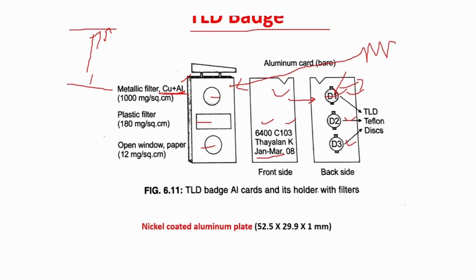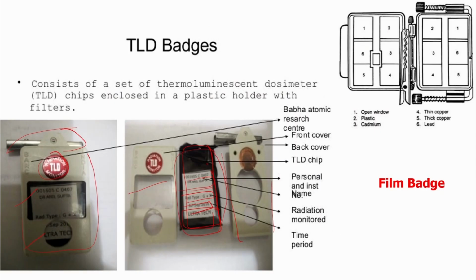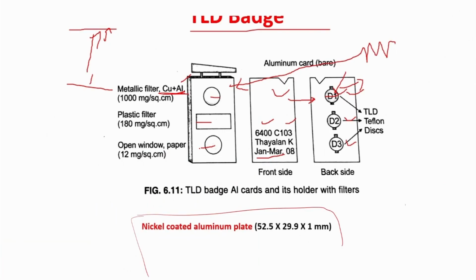This is the front side, and this is the back side, and it is a nickel coated aluminum plate. There is a plate inside. When you remove this black polythene, there is a nickel coated plate having a notch to know the orientation. And on this nickel coated plate, these 3 discs are mounted, containing CaSO4 material. So this is the internal side of a TLD badge.